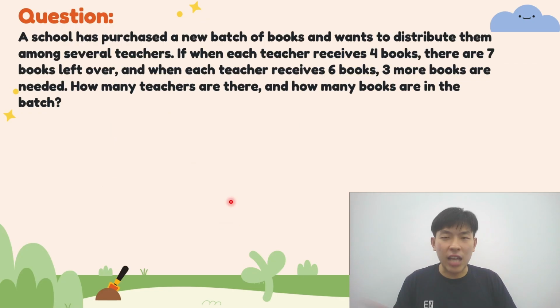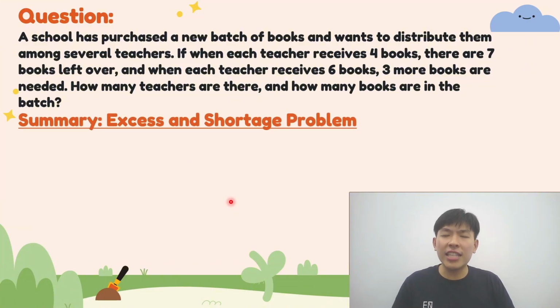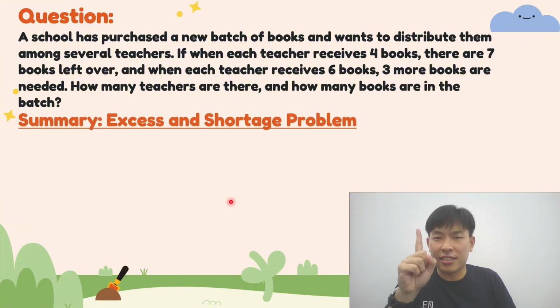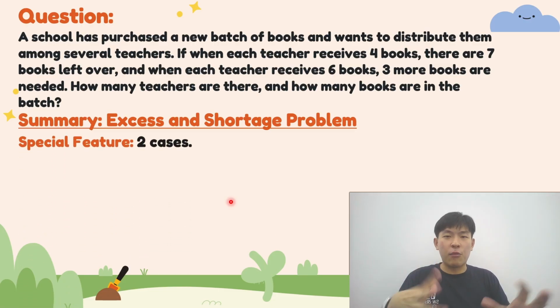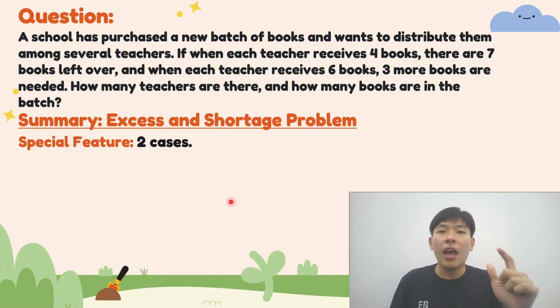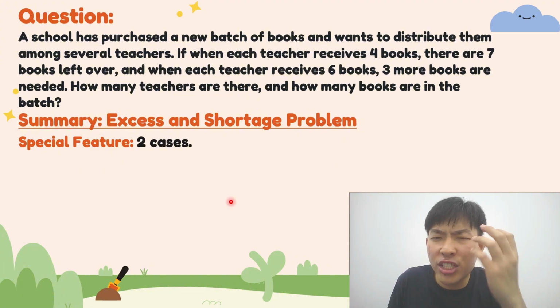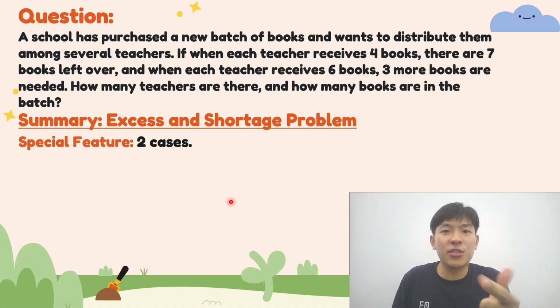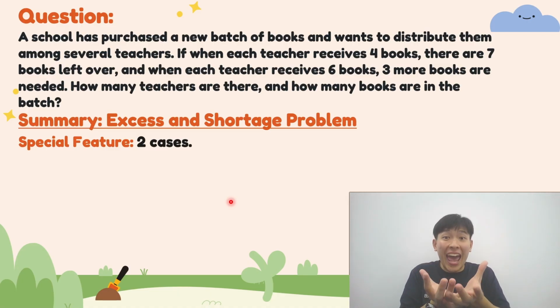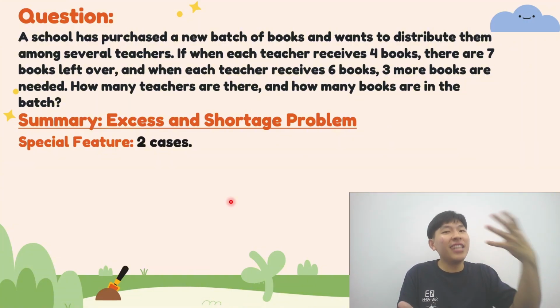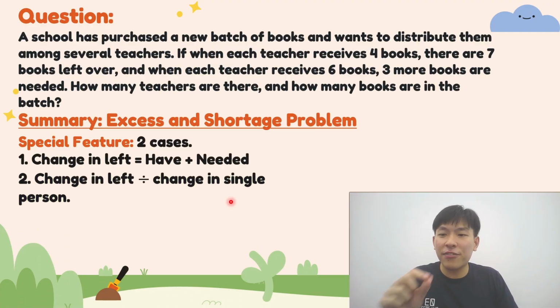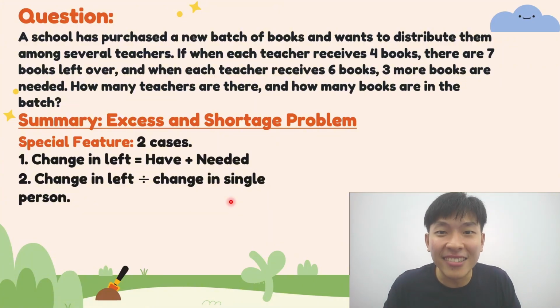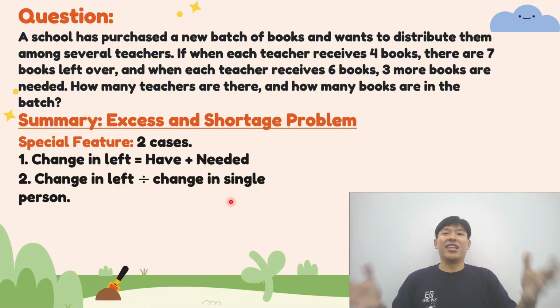So an overall summary of the question. This is an excess and shortage problem because it has two cases. Then how do we find the change in left? We take the number of books that we have plus the number of books needed. So change in left equals have plus needed. How do we find the number of teachers? We take the change in left divided by change in single. Done. That's our summary of this question.